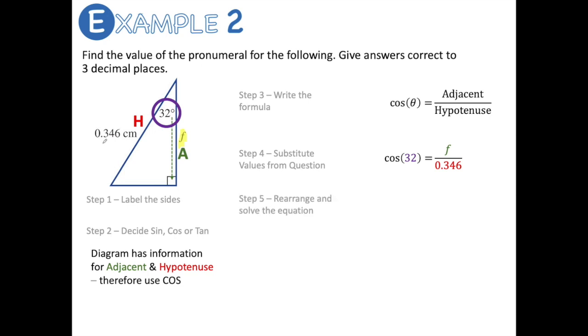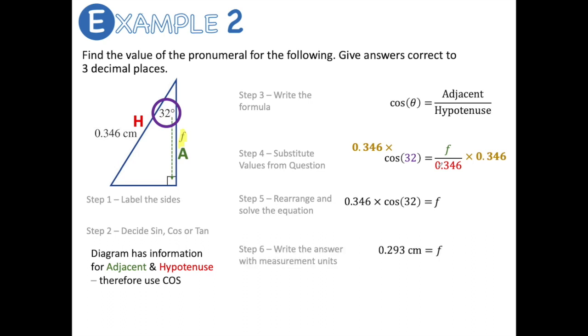So step 5, to rearrange and solve the equation, I need to multiply both sides by 0.346. So f equals 0.346 times cos 32. Putting that into your calculator, the final answer is going to be 0.293 centimeters. So that's an example of how we can calculate a missing side using trigonometry.